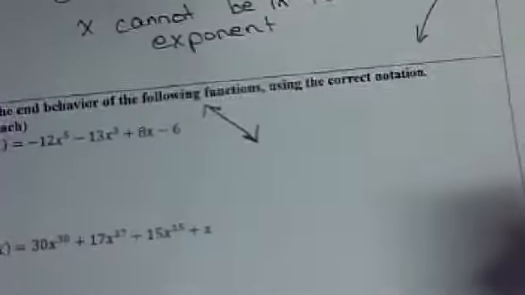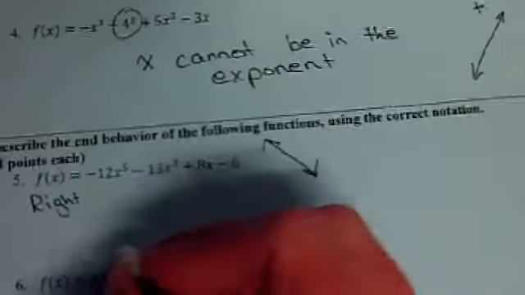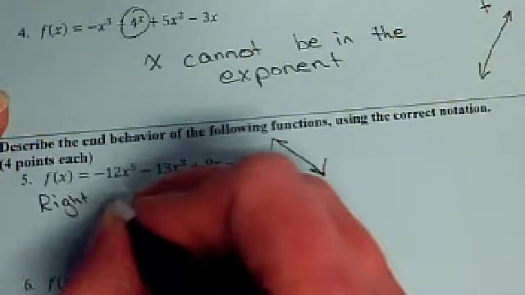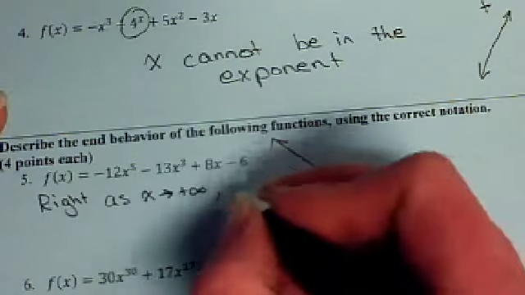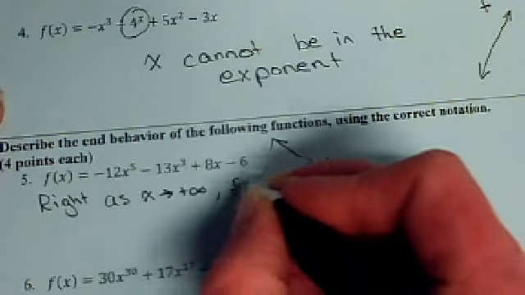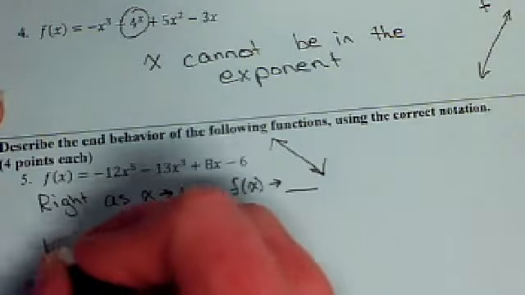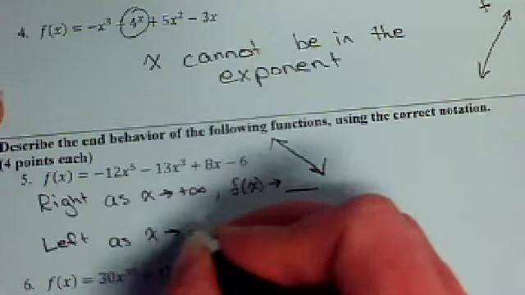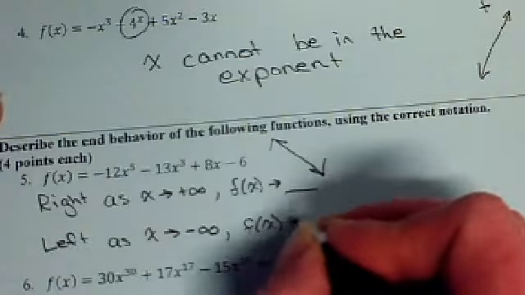So let's talk about the correct notation for end behavior. We have the right side of the graph. On the right side of the graph, we're thinking about x's that are positive. So we say as x goes to positive infinity, we want to know what our function or our y values do. On the left side, we're looking at negative x values. So what happens when x gets more and more negative? What is our function doing?